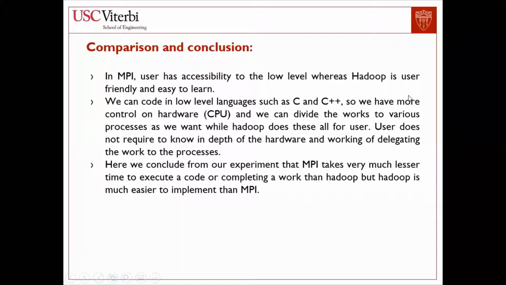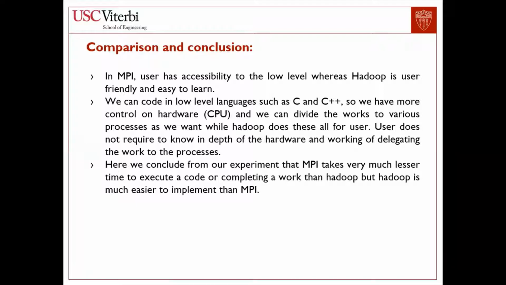So we have seen the working of MPI and Hadoop for calculating word count and character count of a file. So let's compare MPI and Hadoop. In MPI, the user has access to the low level of the system, whereas Hadoop is user friendly and easy to learn. In MPI, we have more control over the hardware because we can code in low level languages like C and C++. We can access the memory with that, and we can also divide the work among various processes as we want.